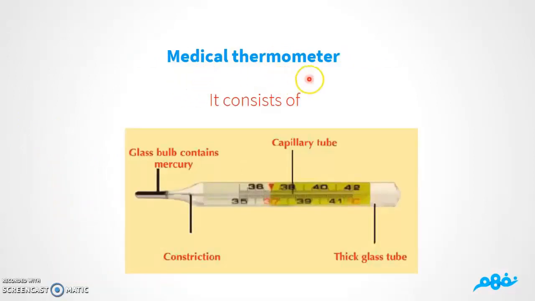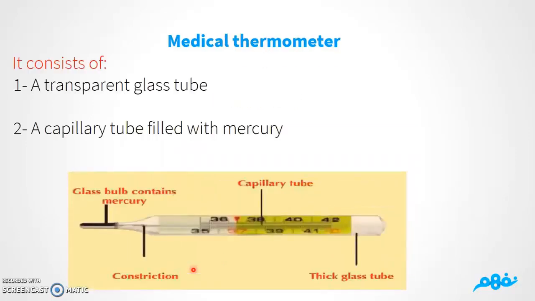Let's look at the medical thermometer. It consists of number one, a glass bulb that contains mercury. Number two, we have a capillary tube. Number three, a thick glass tube. And number four, the constriction. So let's talk about each and every one in detail.